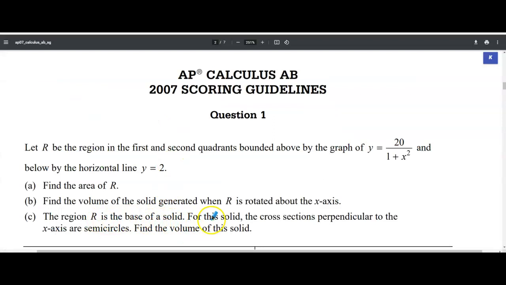For part C, you'll notice that we're talking about cross sections. So there's one of our keywords. So we're doing one of the cross section type problems. Notice that it says perpendicular to the x-axis. That's another important keyword. And then semicircles. All those things point to how we should go about using our reference sheet.